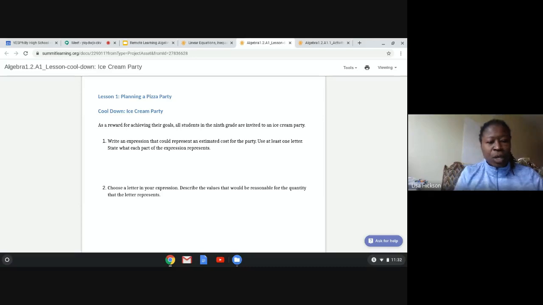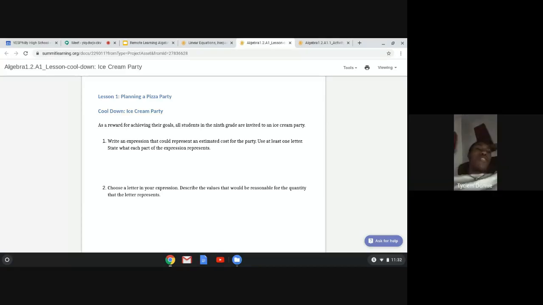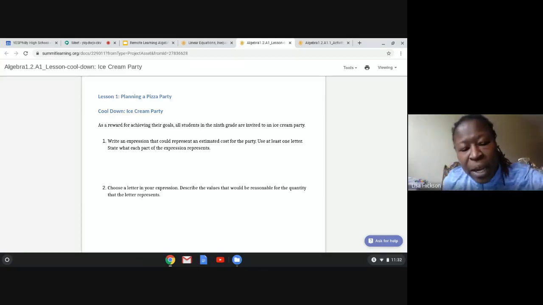Okay? So the second one says, choose a letter in your expression. So like the average 9th grade class is 27 students. Here is where the constraint comes in. So in number 1, you're going to write the expression. In number 2, you are going to choose one of those things and you are going to put constraints on it.